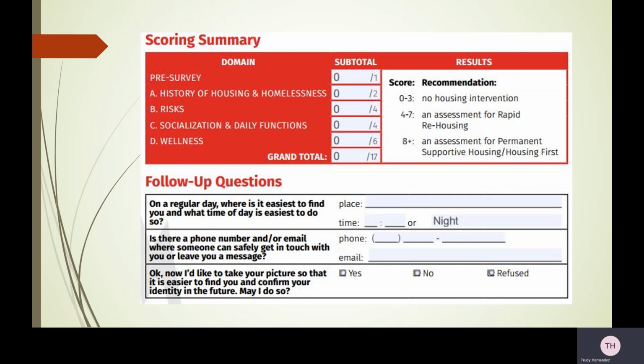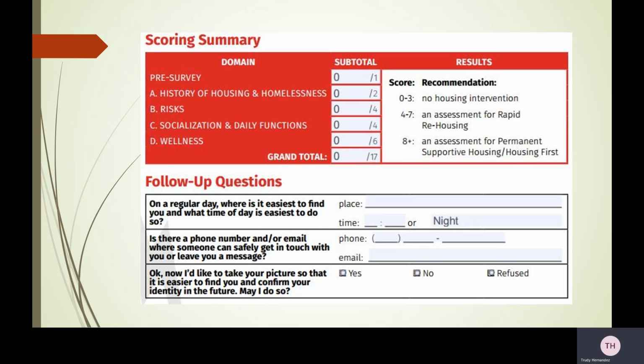So this is how the scoring results break down. For the individual survey, they can have a grand total of 17, and that is shown here. It's broken down in each section to see how many they can get. Next to that is the results recommendation. So like I said, this doesn't tell us what to do, but this is what the research showed.